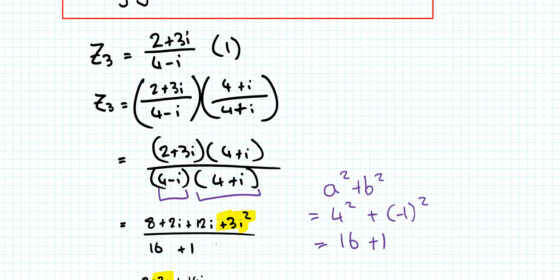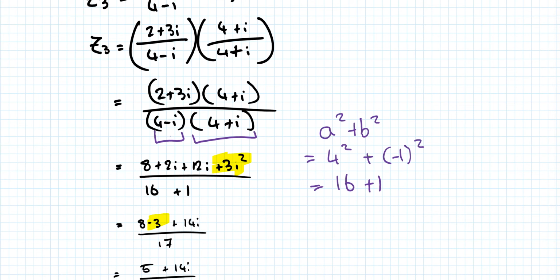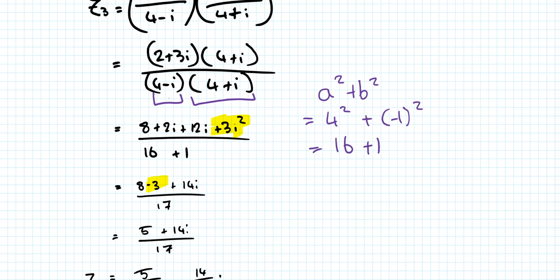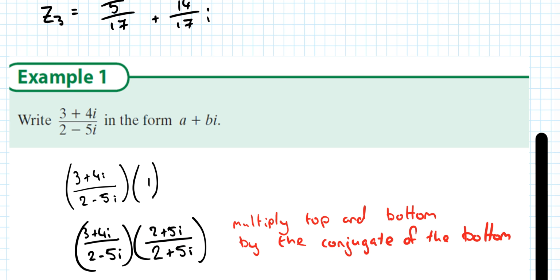16 plus 1, which would be 17. 8 minus 3 is 5, all over 17. Okay, well that's fine. Just write it as 5 over 17 plus 14 over 17. And I'm happy out. That's it, done. Complex divided by complex. Okay, another example for you.